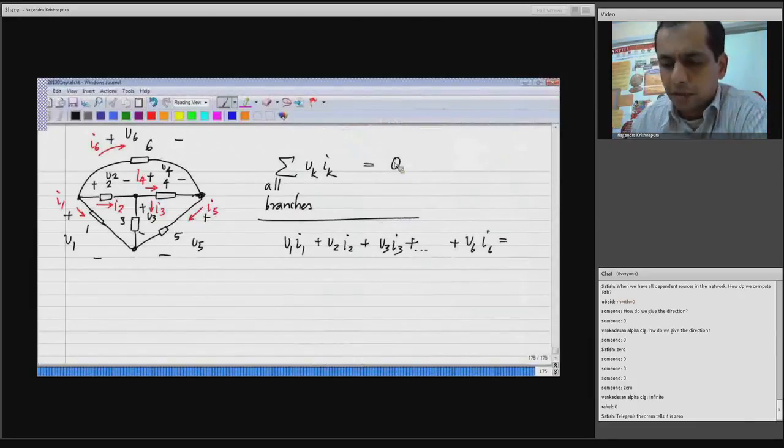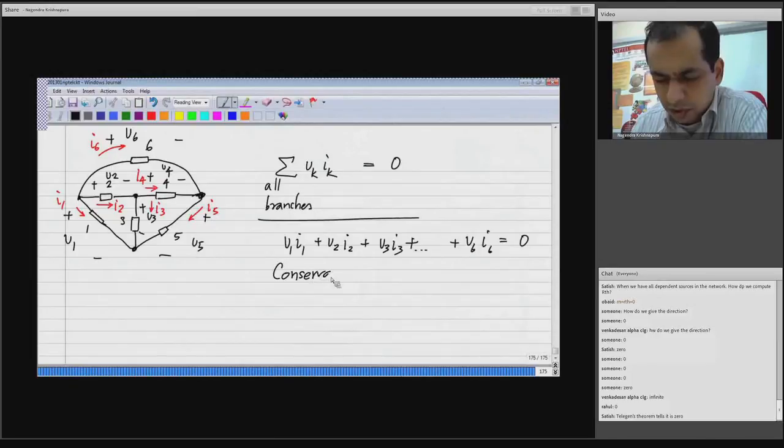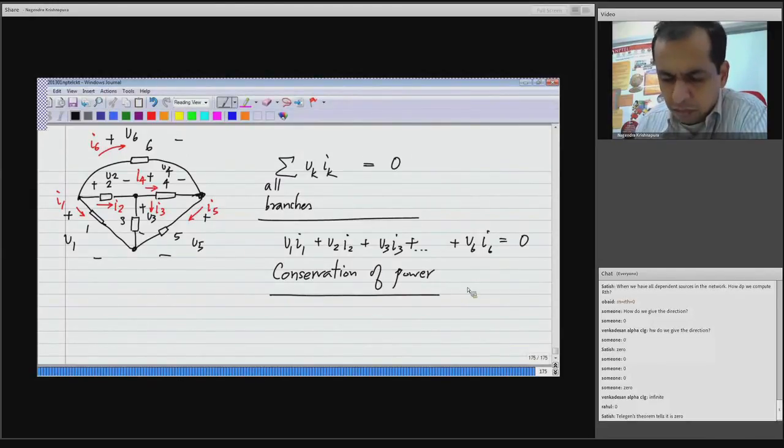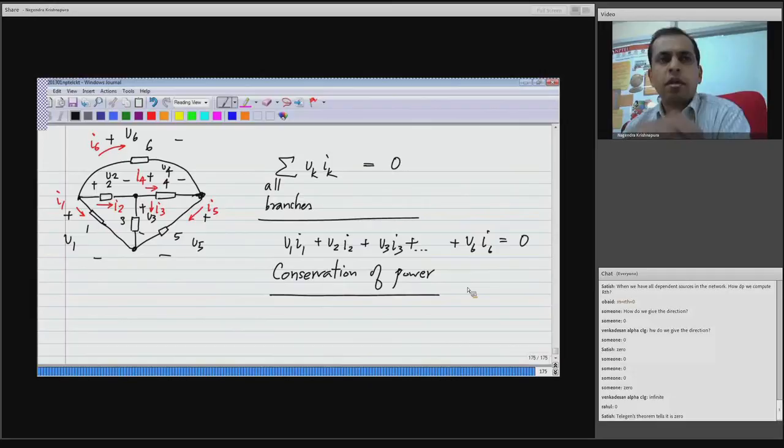Now it turns out that this number will be 0, okay, and this is known as conservation of power. What it means is that if you have a circuit and some sources are dissipating power and some others are generating power, whatever power is dissipated has to be generated in some part of the circuit, okay.